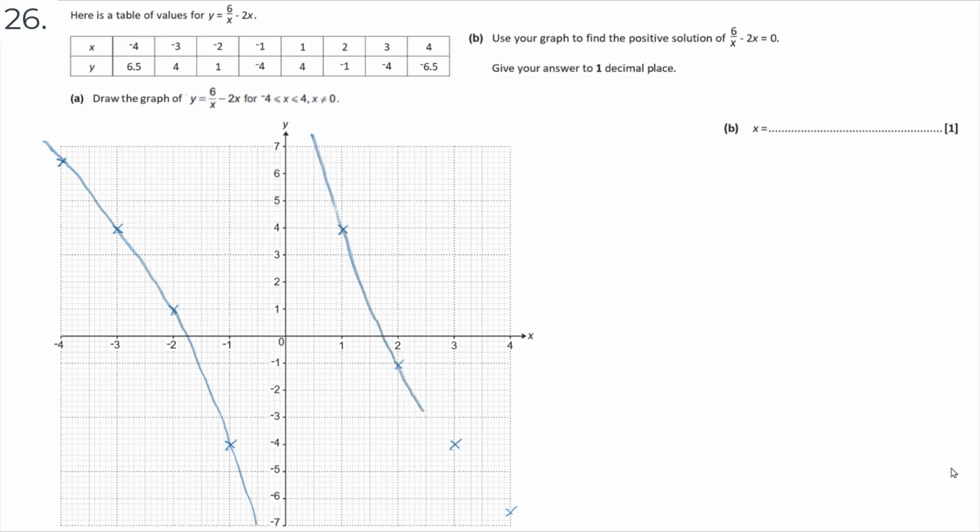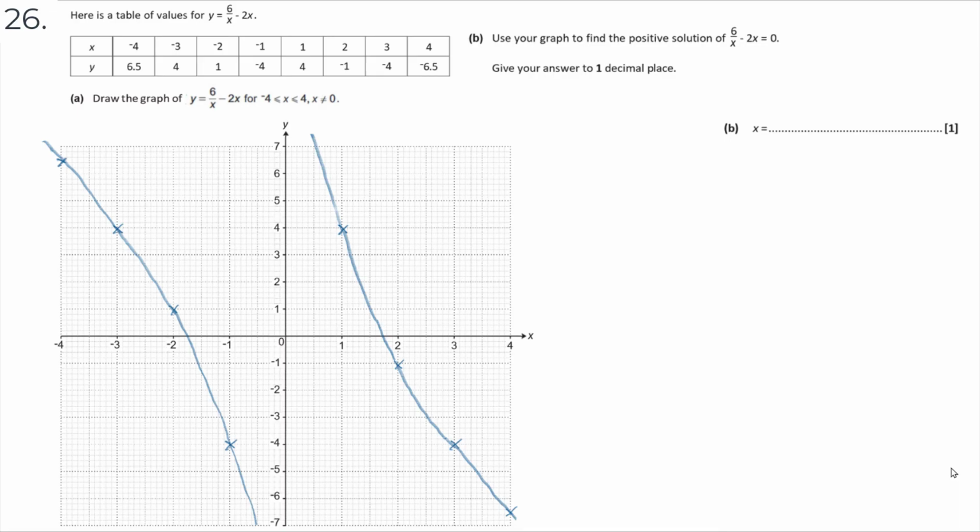Okay, it's a little bit like the reciprocal curve, but not quite, because you've got that minus 2x on the end, which gives it a bit more of a weird shape. Okay, so that's my graph. Curious. So yeah, that's a very strange looking graph.